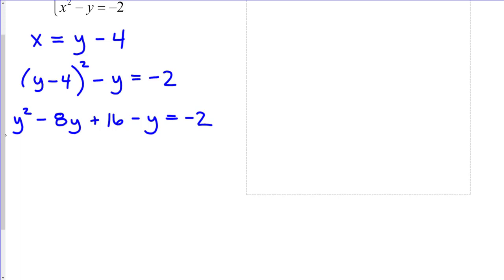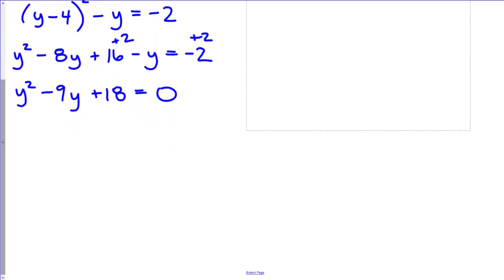Since there's a squared term, it's a quadratic, which means I need to get everything on one side of the equation and have the problem set equal to 0. So I'll begin by leaving the y squared as is, but I have an -8y and a -y on the left-hand side of the equation, which can combine into -9y. Then the -2, I need to add 2 to both sides in order to bring it over. So this would be plus 18 equals 0.